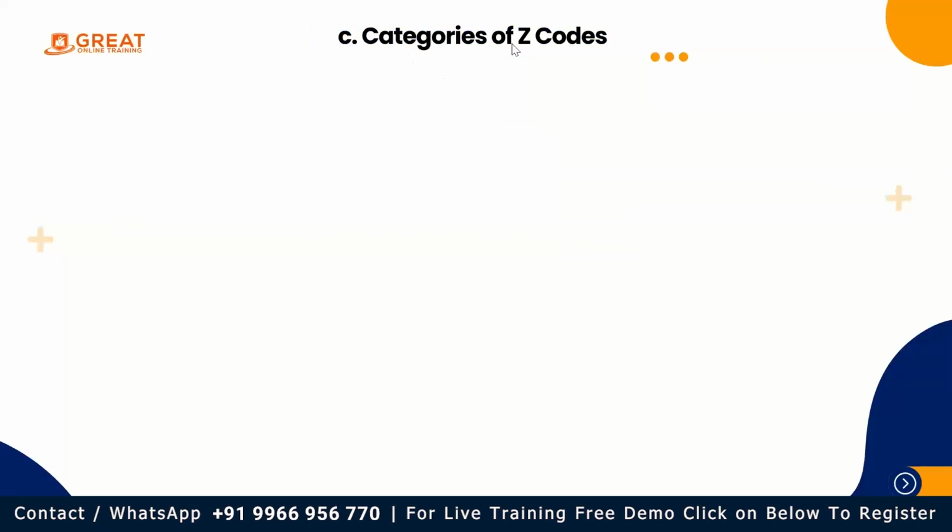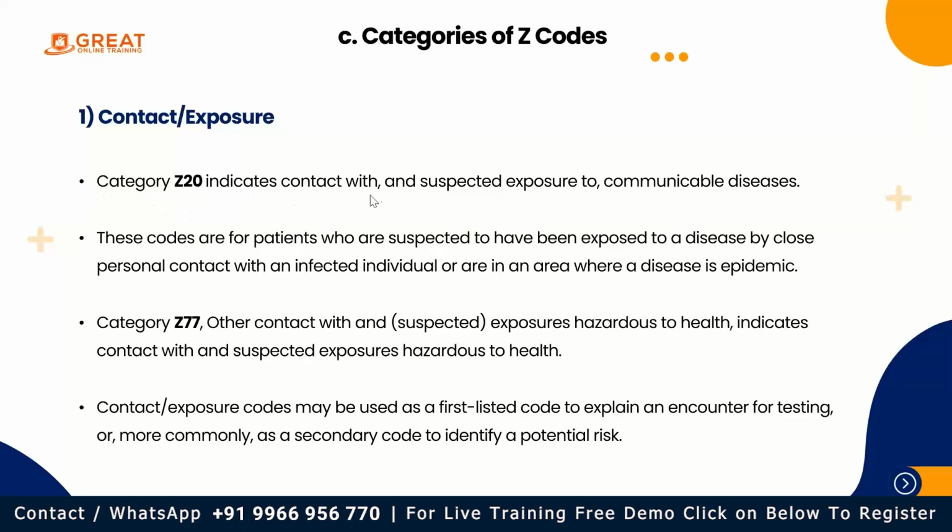Next guideline, categories of Z codes. Contact and exposure. Category Z20 indicates contact with and suspected exposure to communicable diseases. These codes are for patients who are suspected to have been exposed to a disease by close personal contact with an infected individual, or are in an area where a disease is epidemic. So in such cases, we have to use Z20.